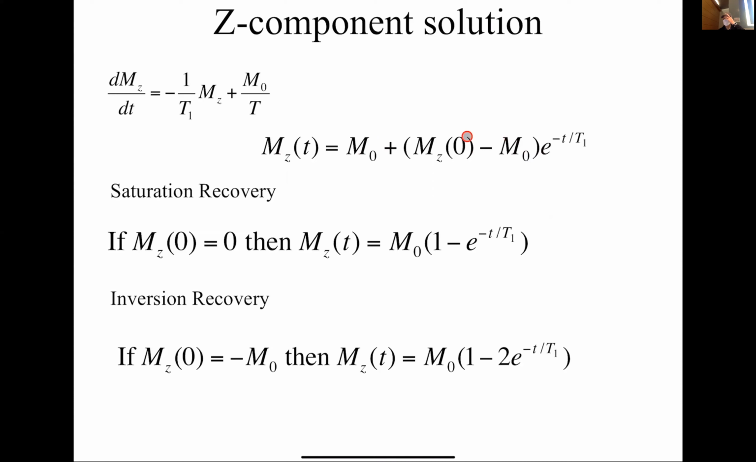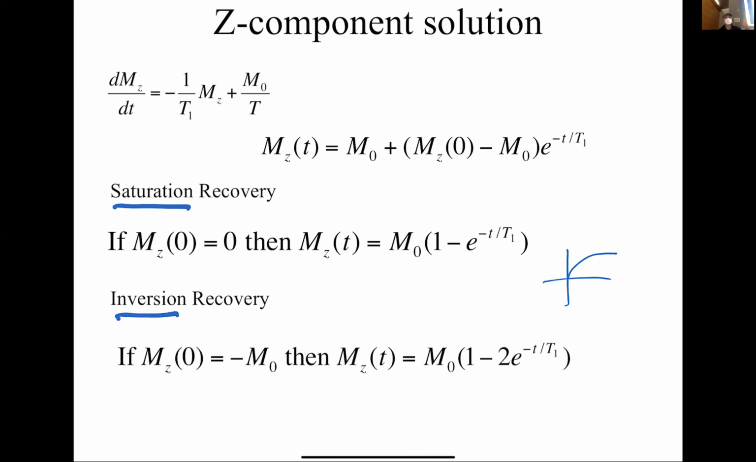Right. So there's two main things that we'll talk about in this class. And we'll introduce them today, but we'll also revisit them later. One is saturation recovery, and the other is inversion recovery. Okay. Saturation recovery is what happens when you apply a 90-degree flip angle. So you start off at m sub z equals 0. So saturation recovery just looks like that.